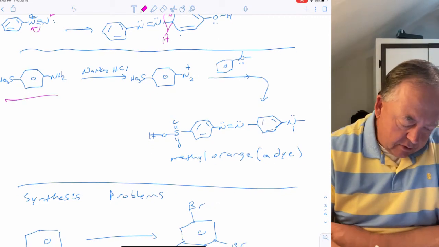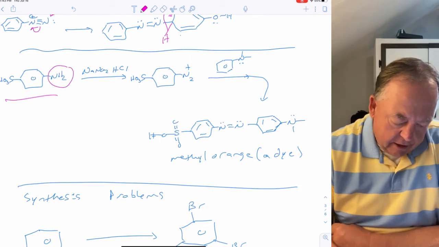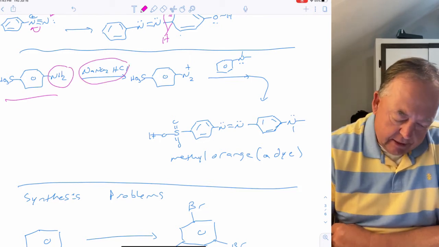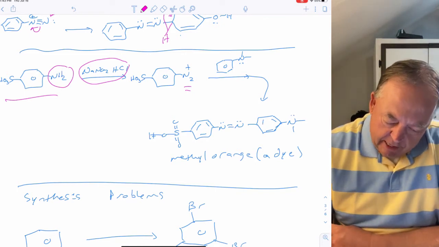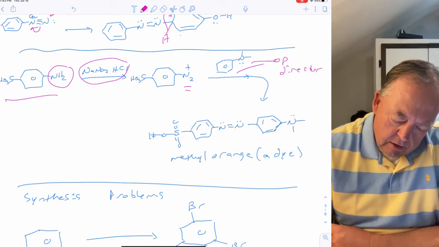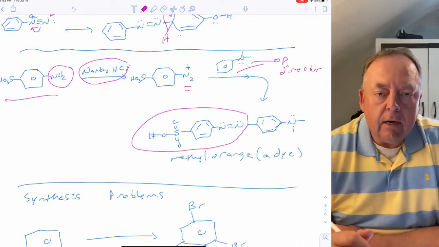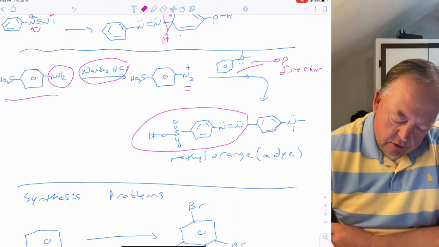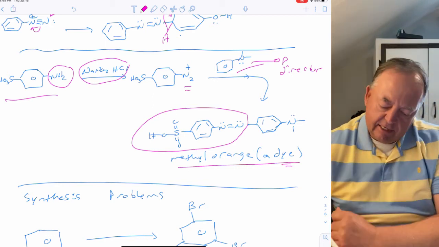So if we started with this molecule, that aromatic amine with NaNO2 and HCl is going to make the diazonium. And now if we react that with another aromatic molecule where this is an OP director, then that will do the substitution of the diazonium at the para position and make this molecule, which is a dye. This is called methyl orange. So this has color.